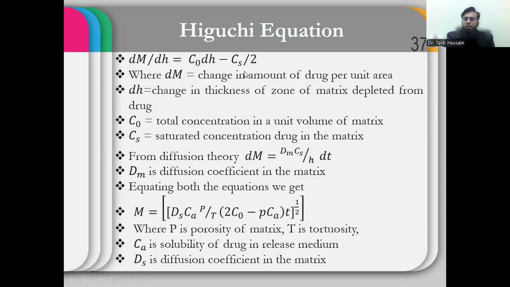Because every time there is a distance to be traveled by the drug, it will be converted to double. The distance will become double the actual distance, as from the matrix the drug will be going centerwise, and the polymeric ghost will remain constant. So it will have a distance which is always double the first one. So this can be written as half of the saturated concentration, meaning half of the saturated concentration will always be remaining. So (C naught minus Cs over 2) into dh. This can be written as the Higuchi equation.